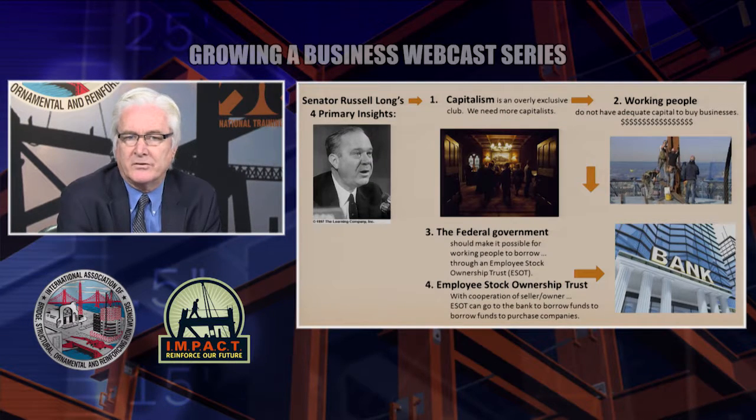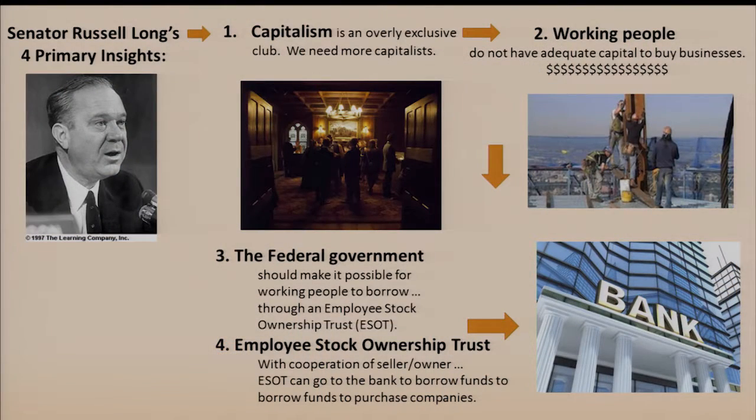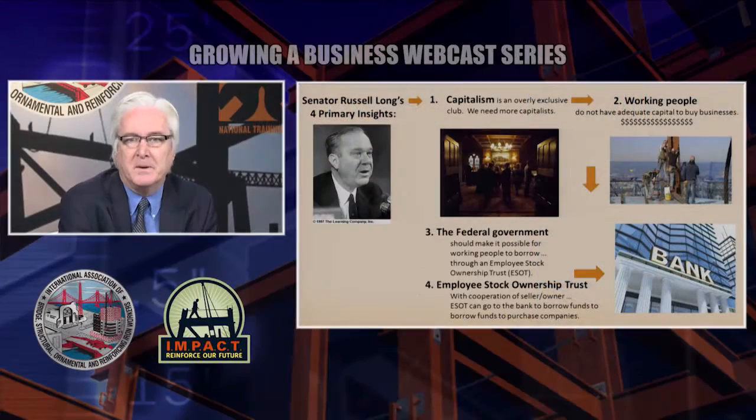And so a little bit of how this works. So Senator Long had four primary insights. He said that capitalism is an overly exclusive club. He said we need more capitalists. The second insight is that working people do not have adequate capital to buy the business. So how are we going to solve that? Well, point 3, the federal government should make it possible for working people to borrow through an employee stock ownership trust. It's a very specific form of a legal trust, and that trust, with the cooperation of the seller and the owner, who has to be persuaded that this is something in his or her interest, and we're going to talk more about that, the ESOT, representing the employees, can go to the bank to borrow funds to purchase these companies. That's the essential core of this idea, is that there's a trust representing people who otherwise wouldn't be capital participants.